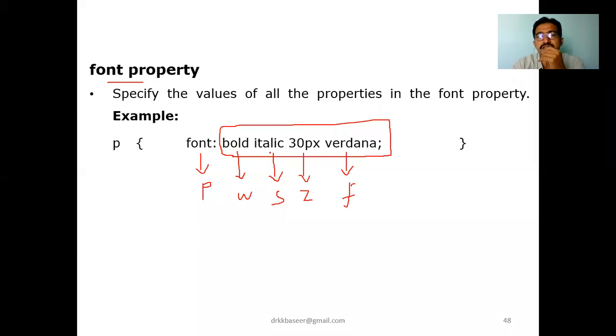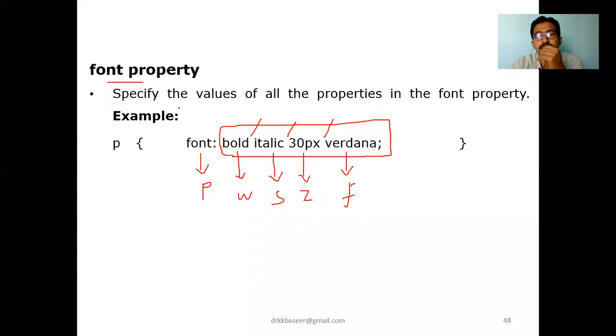So all together, we are just giving spaces in between. Give one space after one value, give another space after the next value, and give another space. Like this, we can assign multiple property values to one single property. That property is called the font property.